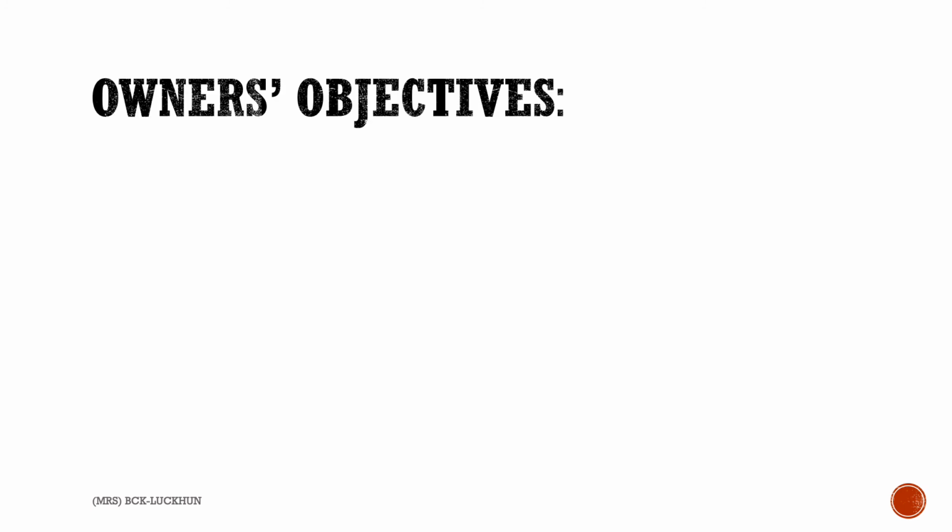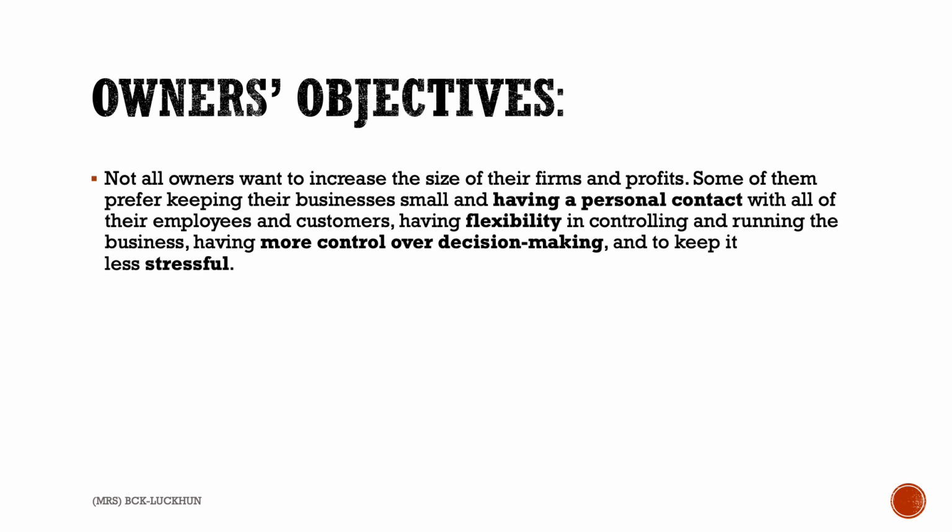The third one is the owner's objective. Not all owners want to increase the size of their firms and profits. Some of them prefer keeping their businesses small and having personal contact with all of their employees and customers, having flexibility in controlling and running the business, having more control over decision making, and keeping it less stressful.